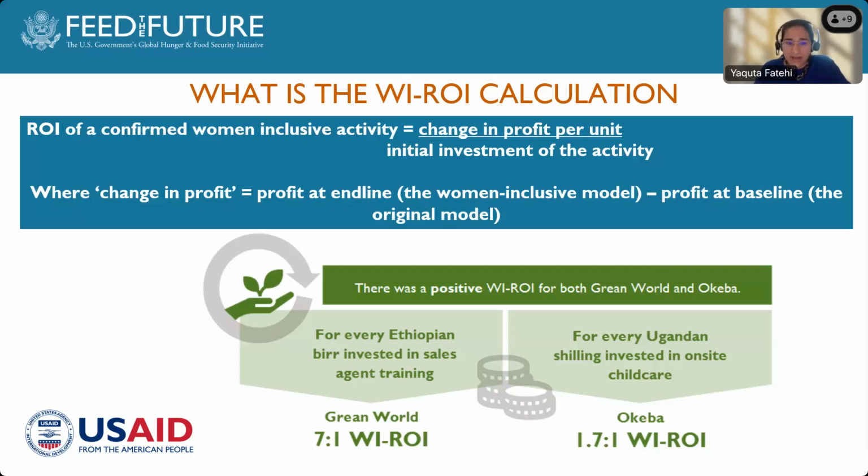And for Okeba, for every Ugandan shilling invested, the company got a 1.7x return. So again, a ratio of 1.7:1. These are tremendous results because they continue to build on the positive evidence for gender lens investing and furthermore strengthen the business case for such interventions with quantifiable numbers that immediately convey the value of women inclusive business models. So we're ready for the next slide.